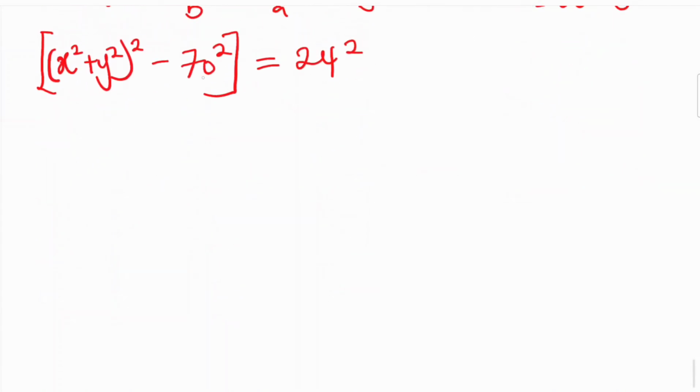Good. So the next thing we do is to add 70 squared to both sides.